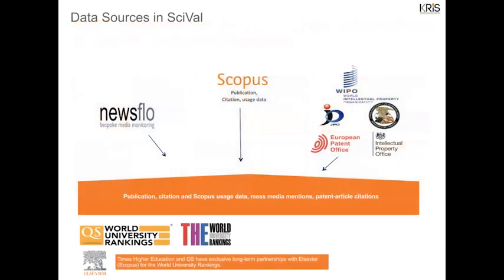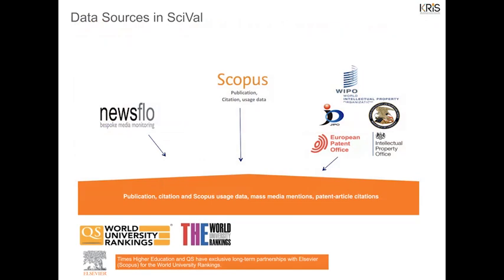The data in SciVal, most of it comes from Scopus, but it also has patent citation data from the major patent offices and mass media information from Newsflow. So patent citation information shows how many times a scientific paper has been cited by a patent.